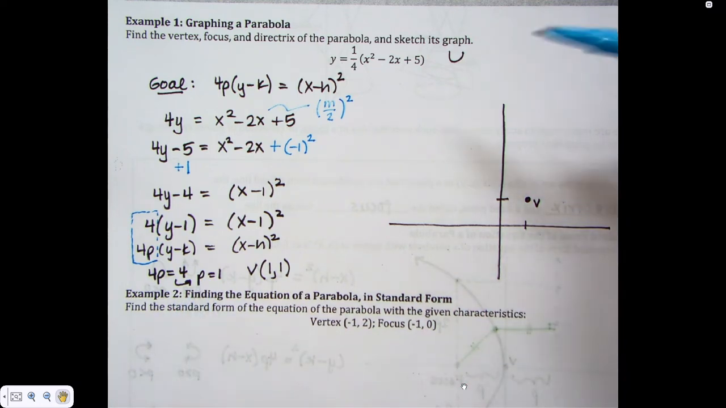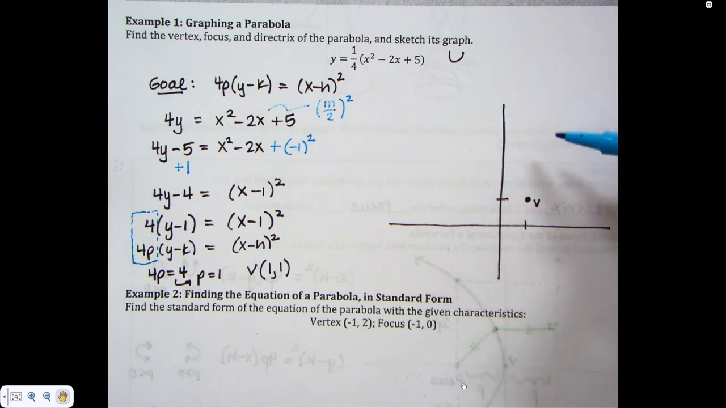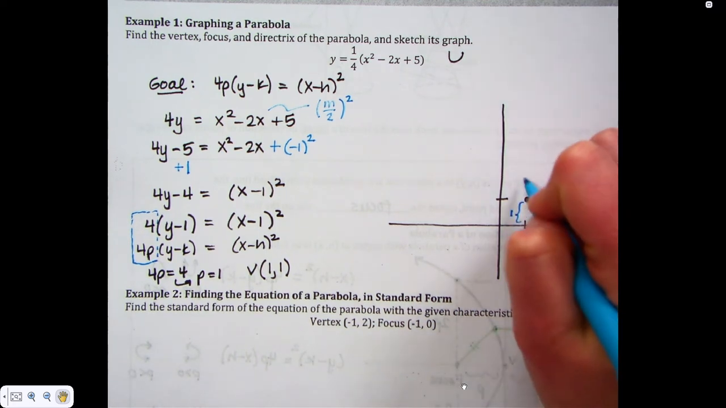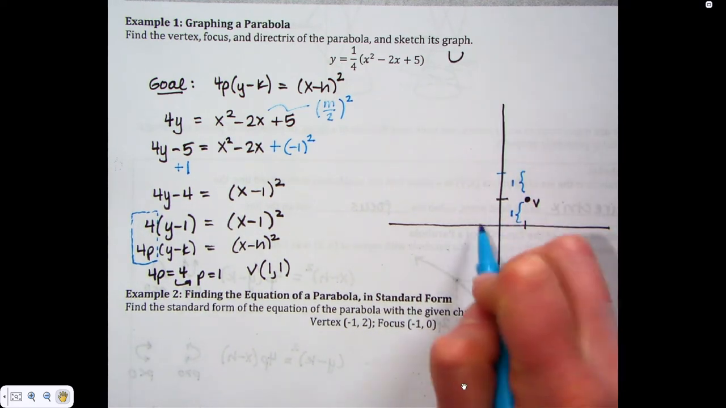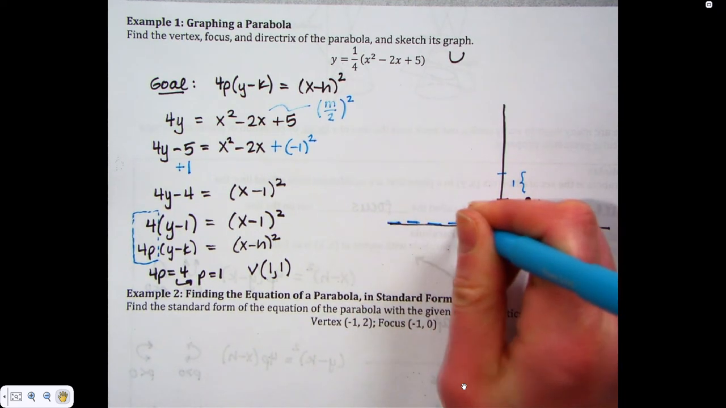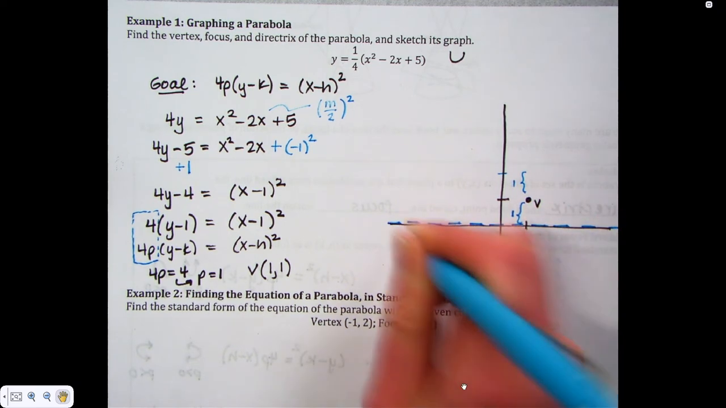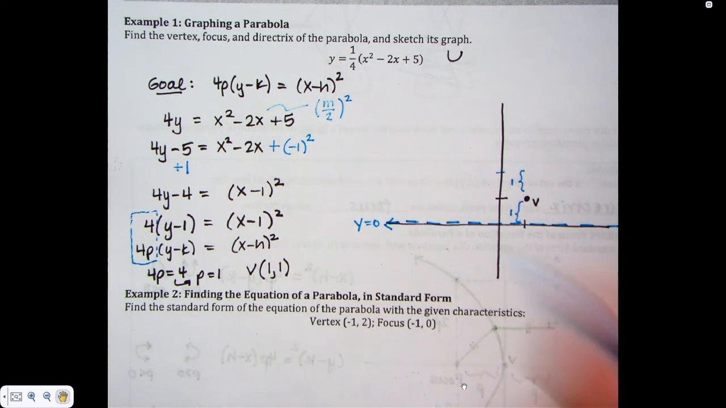Now remember, I want it to be opening upward, and the directrix lives below the parabola itself. So I'm going to count down 1 unit, and I'm going to also count up 1 unit from my vertex. And that will give me the locations for my directrix. I know that the directrix is below, again, because I know the parabola is opening upwards. So my directrix is at y equals 0.